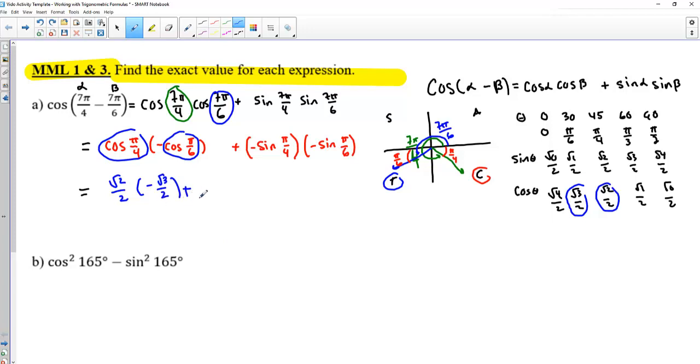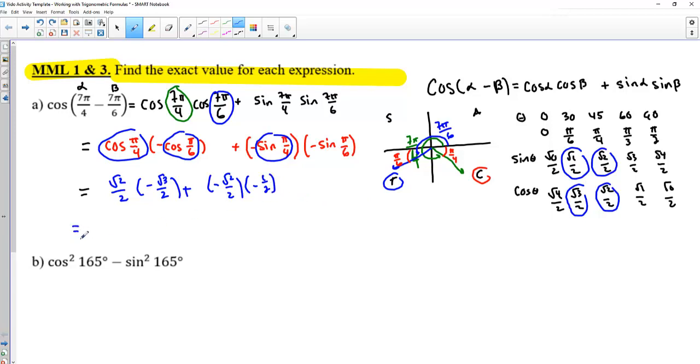And then plus, then I have negative sine of pi over 4. When I look at my table, there's pi over 4, there's a sine. It's also root 2 over 2, so negative root 2 over 2. And then finally, I have a negative sine of pi over 6. Well, here's pi over 6, so sine of pi over 6 is 1/2, so negative 1/2.